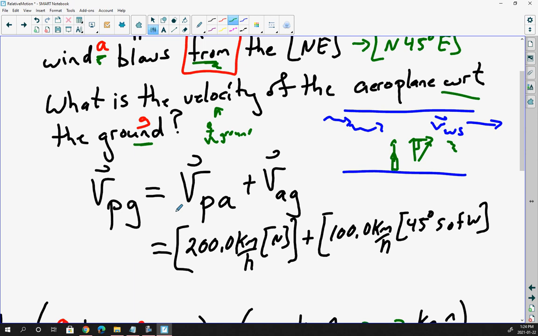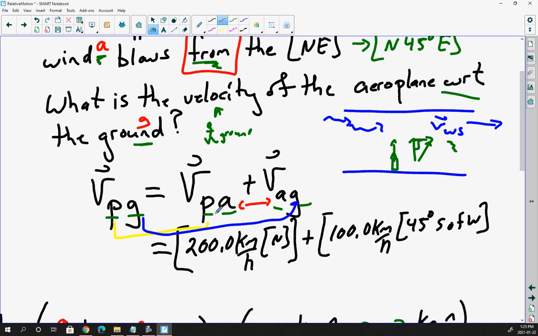The velocity of the plane with respect to the ground is equal to the velocity of the plane with respect to the air plus the velocity of the air with respect to the ground. It follows that rule. P is first, G is last. And then you need another reference frame, in this case the air, to link the two.